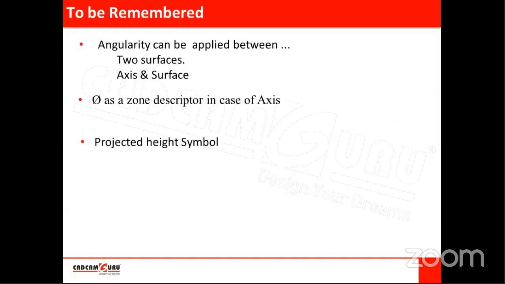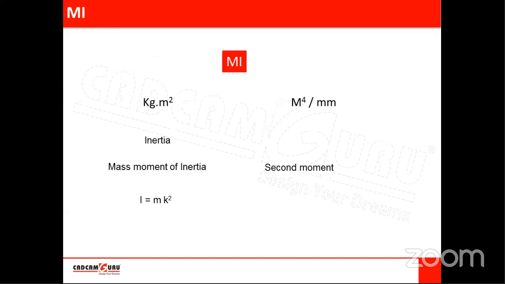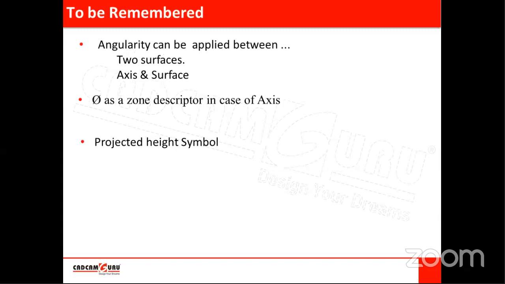So what is to be remembered? Two conditions. Angularity can be applied to two cases, axis and surface. So phi as a zone descriptor is there for axis conditions, and projected height symbol, similar to perpendicularity, is for an axis and a surface. Okay, so this is about orientation type of characteristics: parallelism, perpendicularity, and angularity. Okay, just revise all this.